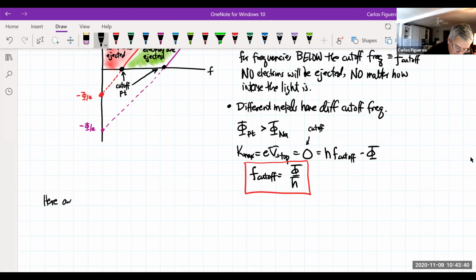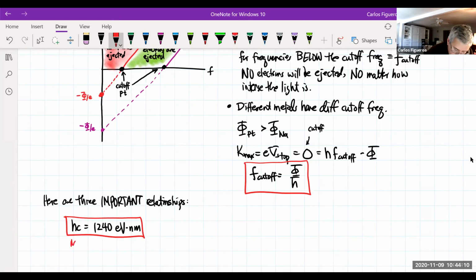Here are 3 important relationships. Okay, you're going to use these for the rest of the semester. This one's one of the big ones. Just memorize that thing. I mean, you use it so much, it's ridiculous.